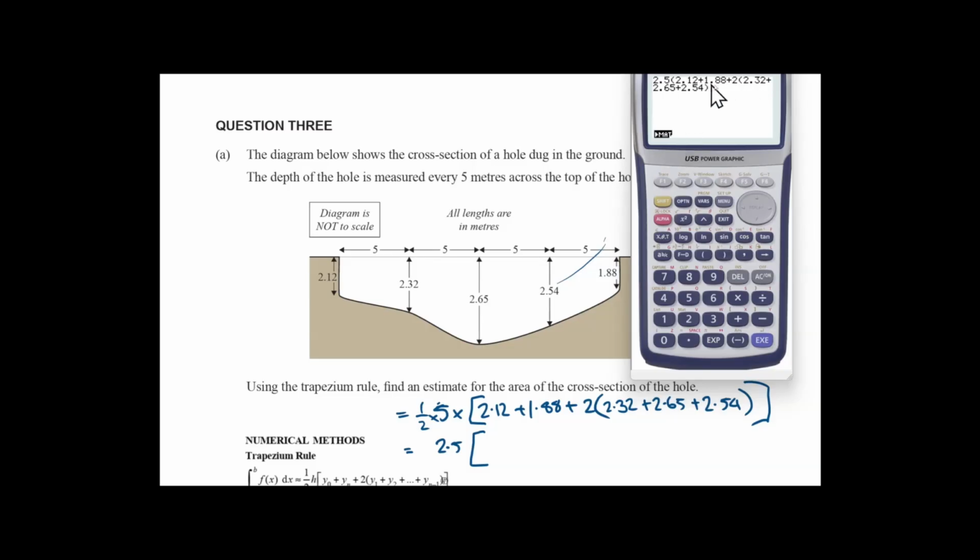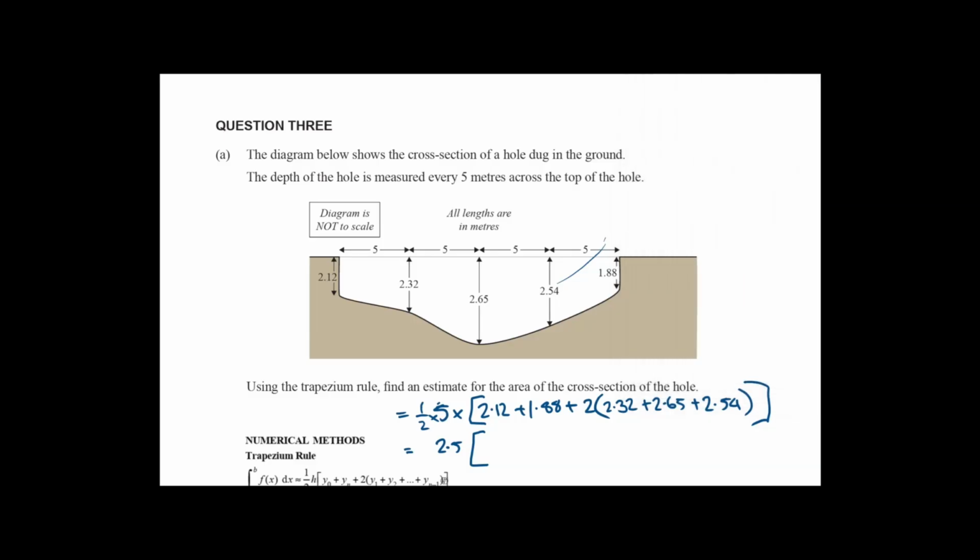If I miss any, half times 5 is 2.5, yeah. 47.55, and it's meters, all lengths in meters, and I just want the cross section, so it's 47.5 meters squared, and that's that.